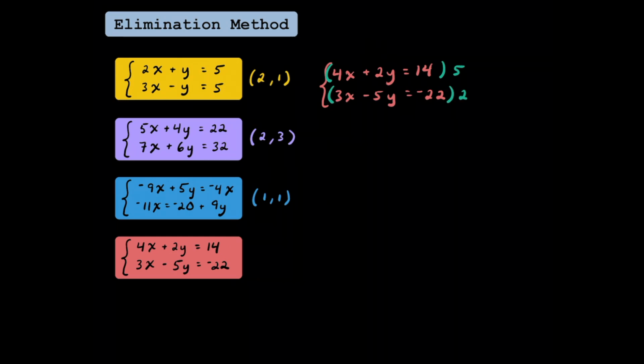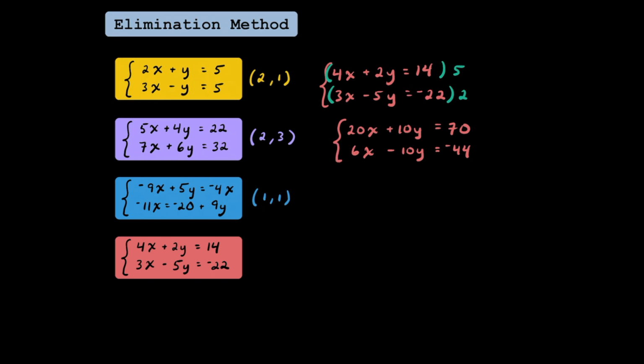To get this, we're going to have to multiply the whole top equation by 5 and multiply the whole bottom equation by 2. 5 times 4x is going to be 20x, 5 times 2y is going to be 10y, and 5 times 14 is going to be 70. Underneath, 2 times 3x is going to be 6x, 2 times negative 5y is going to be negative 10y, and 2 times negative 22 is going to be negative 44.